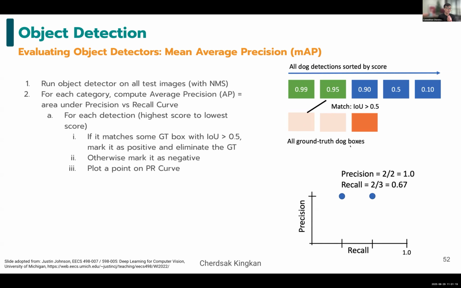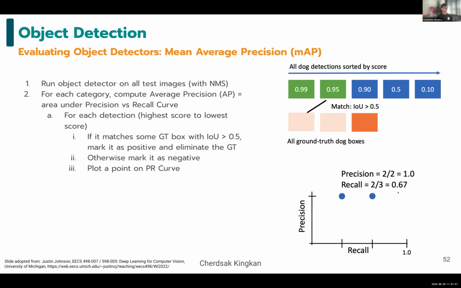And then the IOU between the two is greater than 0.5 or not. All right. And then we plot another point on the precision recall. So precision, we are testing 2, and then we get that correctly 2. So it's 2 by 2, it's still 100% for this point. And then the recall is 2 divided by 3, which means that we already retrieved 2 out of these 3 ground truth. So we get this recall is 0.67.